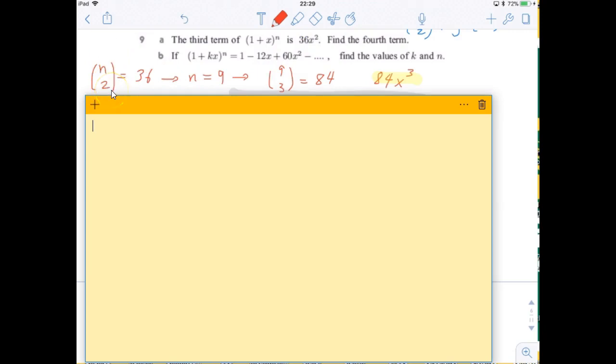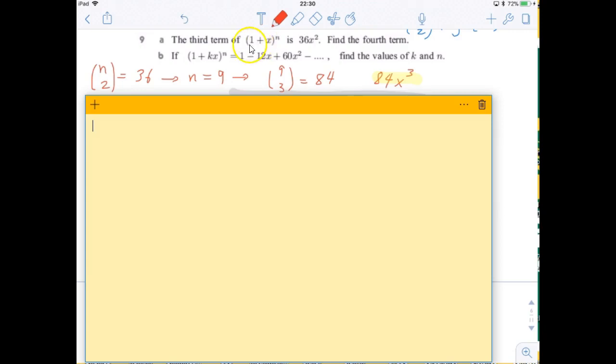Why n chooses 2? Because n chooses 2 is the r equals 2 Pascal's triangle coefficient. R equals 2 when it's the third coefficient. So n chooses 2 is equal to 36. How do I know? Because look at the binomial. The binomial is 1 plus x. So there are no numbers here to make coefficients that are not the Pascal's triangle coefficients.